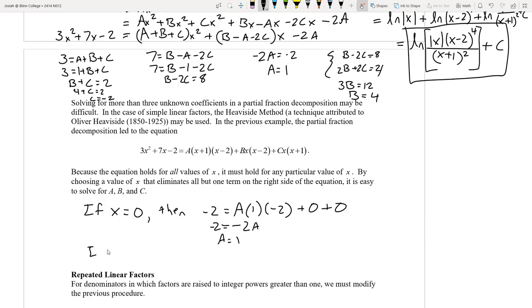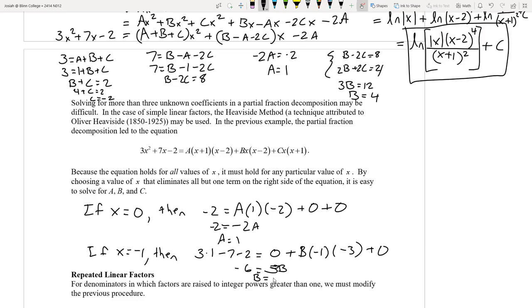Next, if x equals, we want to pick a different x value that maybe gives us b. So the only factor that's not involved in the b term is x plus 1. So how do we make x plus 1 equal to 0? We plug in negative 1. So we'll have on the left side 3 times 1 minus 7 minus 2. If we plug in that negative 1, we get 0 plus b times negative 1 times negative 3 plus 0. 3 minus 7 is negative 4, minus 2 is negative 6. And that's going to be equal to 3b. Divide both sides by 3. b is going to be equal to negative 2.